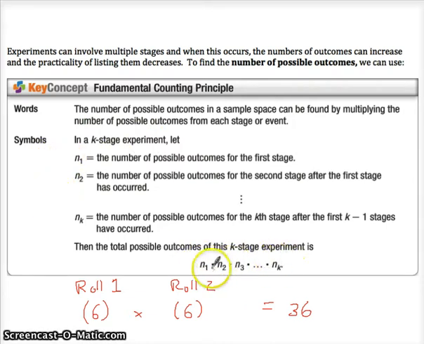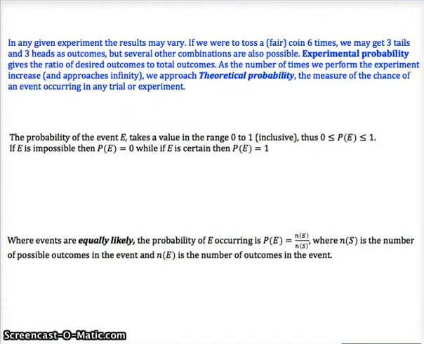All the way up to the last stage. When you multiply all those, you'll find out how many outcomes there can be. You'll basically find out how long that list of the sample space is when you do that. In any given experiment, of course, results may vary.